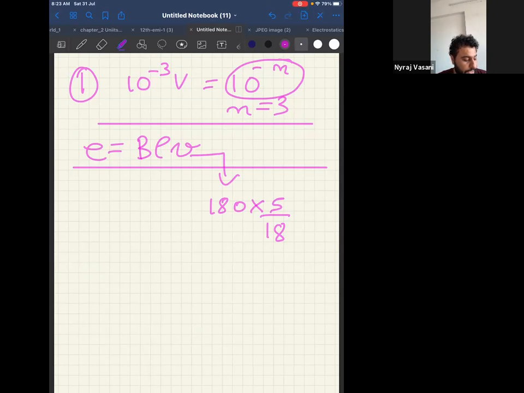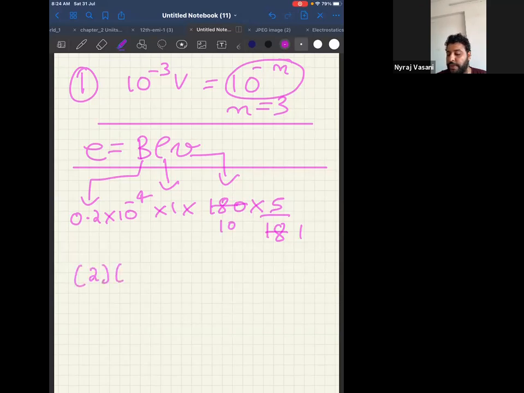They have said that the vertical component of Earth's magnetic field is 0.2 into 10 power minus 4. And the rails are separated by 1 meter. Therefore, L is equal to 1 meter. Is it clear, all of you? Now if I simplify, 18 ones are 18, 18 tens are 180. Now 0.2 can be written as 2 into 10 power minus 1, into 10 power minus 4, into 10, into 5. This is my answer right now.